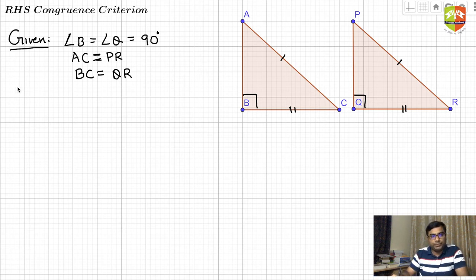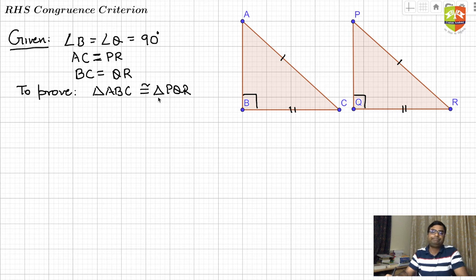What is to prove? We need to prove triangle ABC is congruent to triangle PQR. Why are we doing it? Just for fun. Yeah, so let's enjoy. Let's do it. So ABC is congruent to PQR.